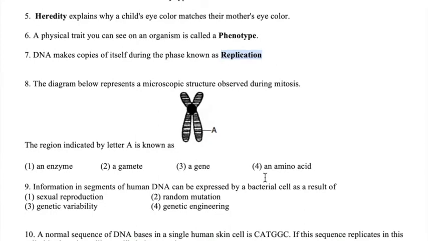All right. So the region of letter A. Now this is a chromosome. Inside chromosomes are pieces of genes. So the answer here is 3, a gene.